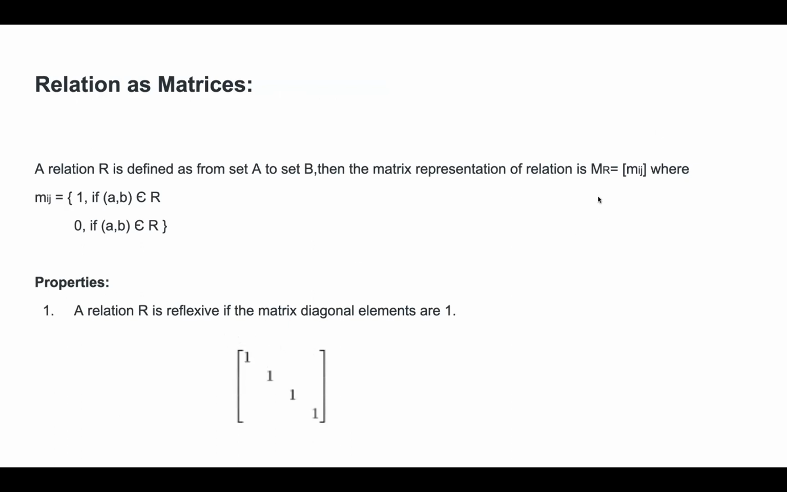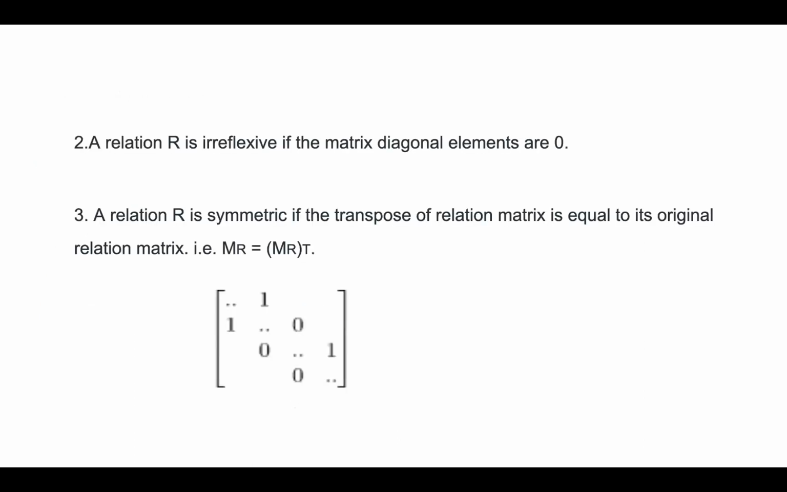Okay, here M_R is equal to [m_ij]. And m_ij is what? i is the ith row and j is the jth column. Okay, like this, the relation matrix will be there. What is there in properties then? A relation R is reflexive if the matrix diagonals are 1. If these matrix diagonals are 1, then the relation R is reflexive. Then if it is not there, then it is irreflexive.